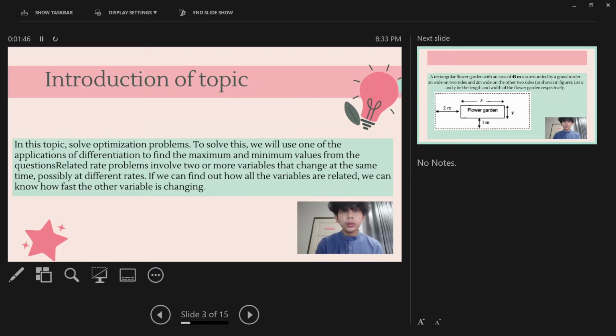In this topic, we sort optimization problems. To solve this, we will use one of the applications of differentiation to find the maximum and minimum value from the question. Related problems involve two or more variables that change at the same time, possibly at different rates. If we can find out how all the variables relate, we can know how fast the other variable is changing. This is for the introduction.